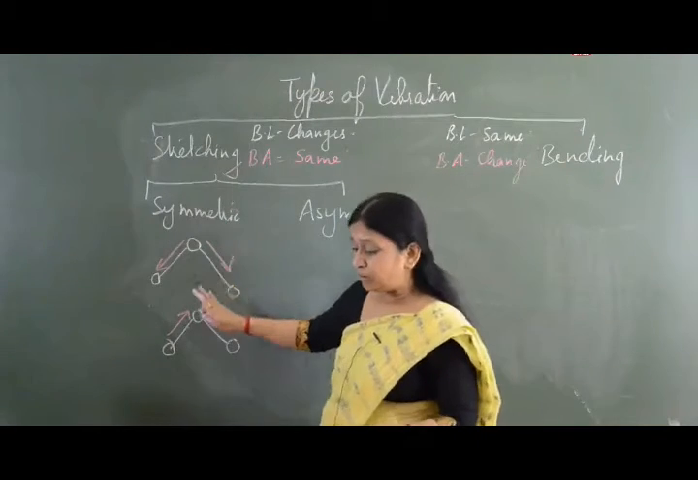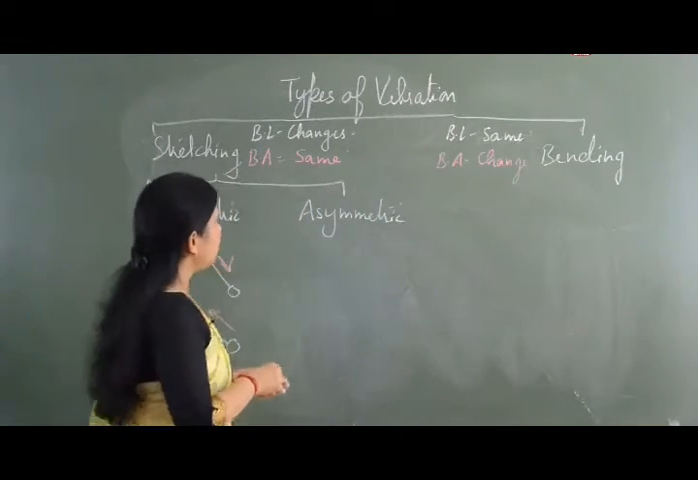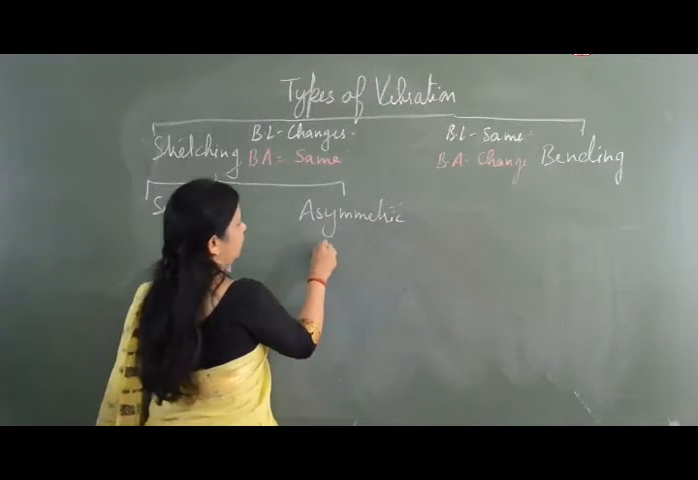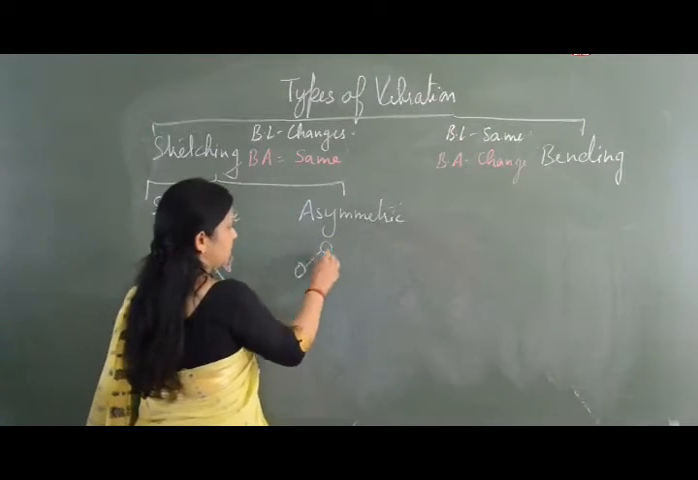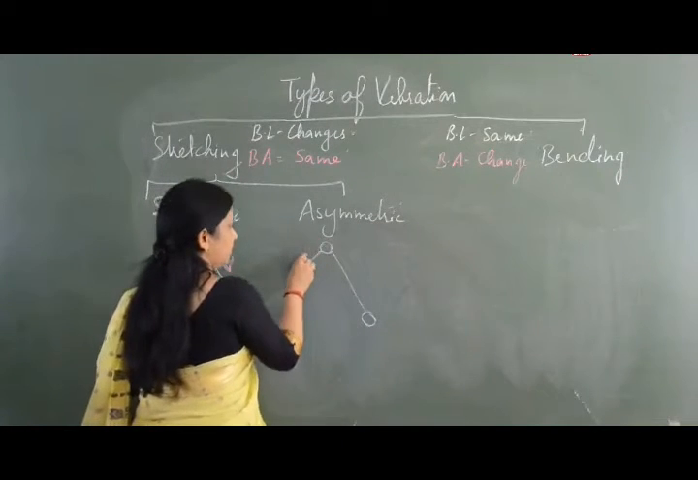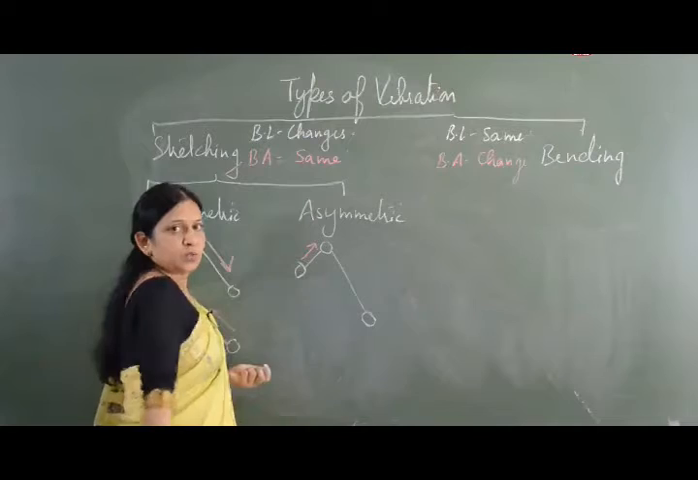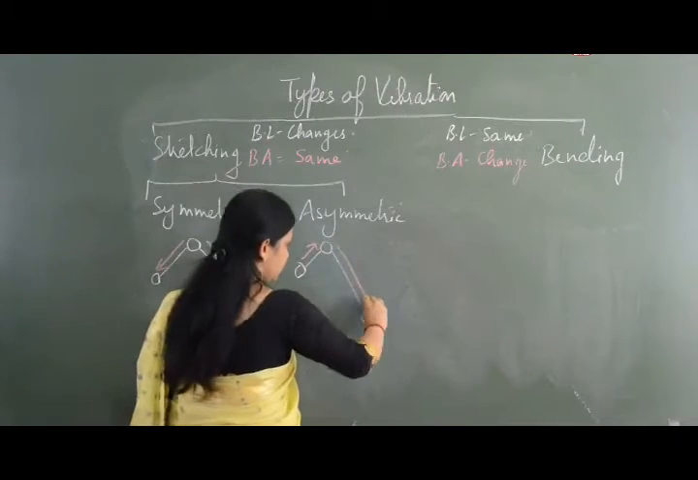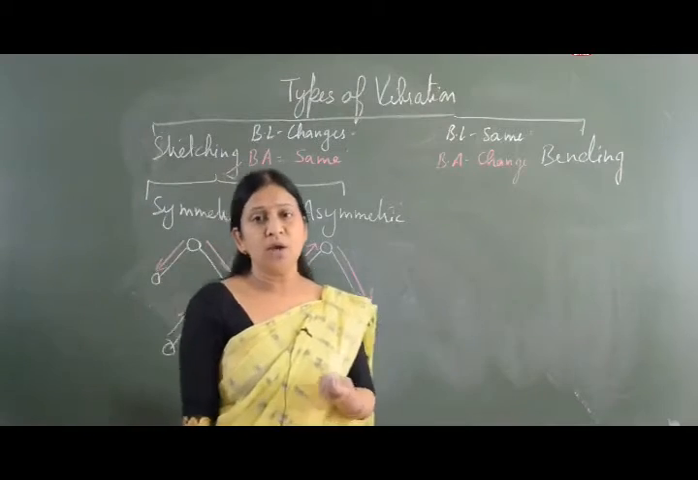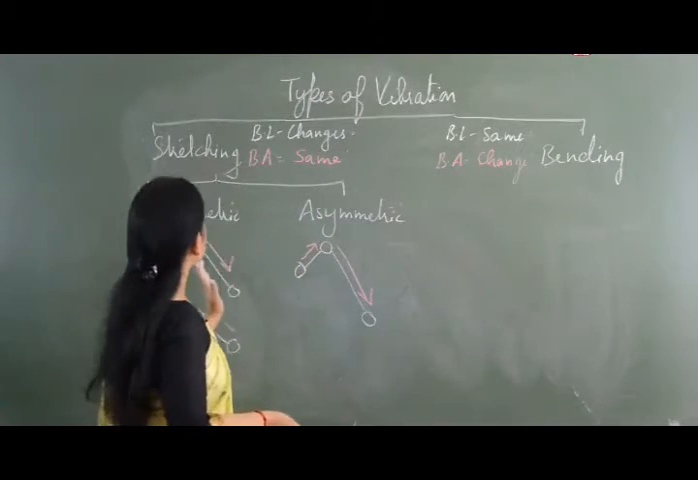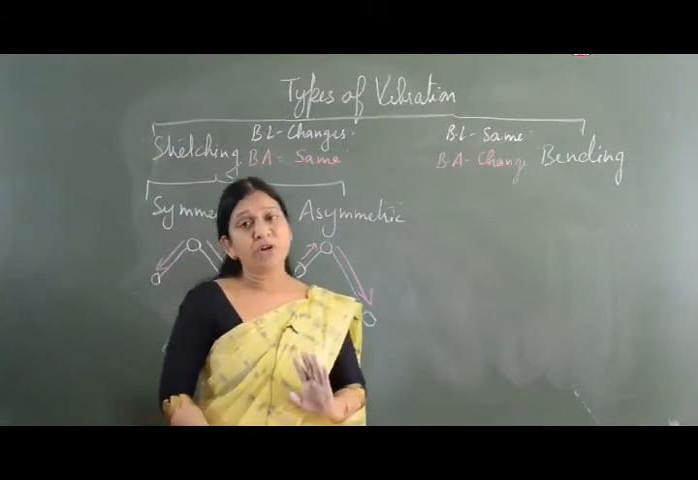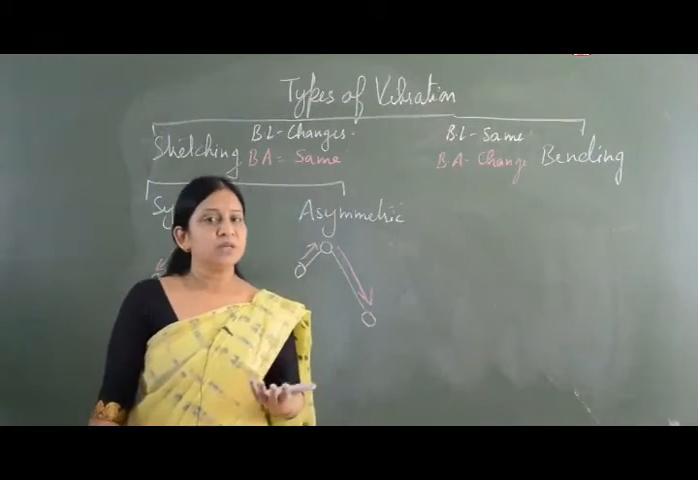That is symmetric stretching. Now when we come to asymmetric stretching, if these are the two atoms, these are two and this is one, here it is moving upwards and here it is stretched. So one bond is stretched, the other bond is compressed. So this is stretching, and stretching is of two types: symmetric and asymmetric.